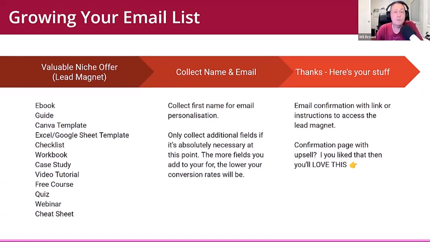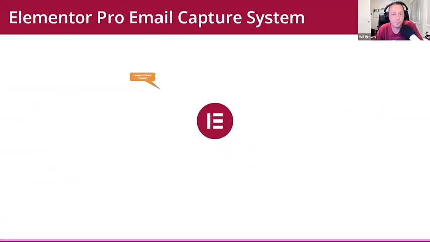And then you've got your email confirmation that links to the instructions on how they can access the lead magnet. And on the confirmation pages, quite often you can put an upsell. If you like this, then you'll love this as well. That's quite common. So that's a very basic high level overview of how you go about implementing some system to grow your email list.